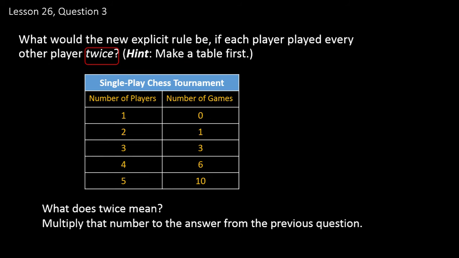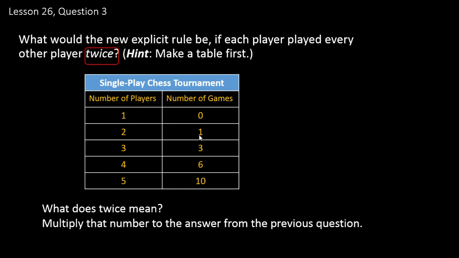So question 3. What would the new explicit rule be if each player played every other player twice? Okay. So in the last question, we selected our explicit rule just for the original idea of each player playing everyone else one time. And we selected our explicit rule. So keep your last answer handy. And we're asked what would happen to this rule if each player played every other player twice.